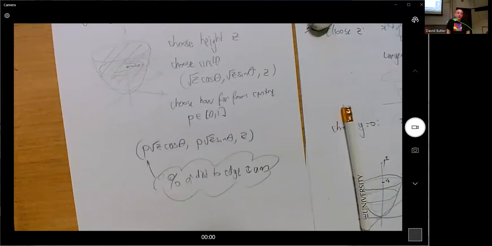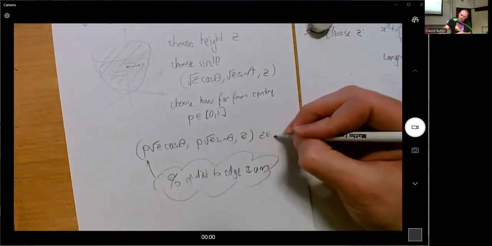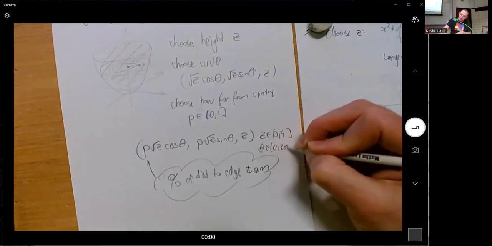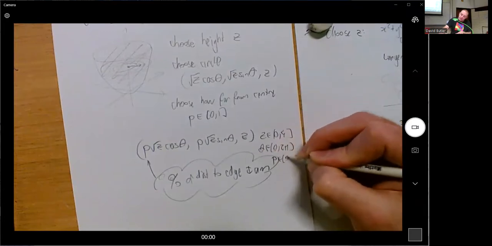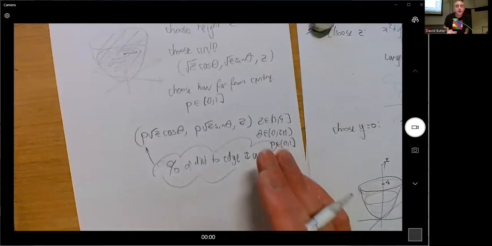So I could have done, so this is like Z is from 0 to 4, theta is from 0 to 2 pi, and P is from 0 to 1. But I could have done something where I had done r cos theta and r sine theta and z. And the r would have had to be between 0 and root z. And that's the tricky bit, right? What you don't want, you can do it when you're integrating, and that's fine.